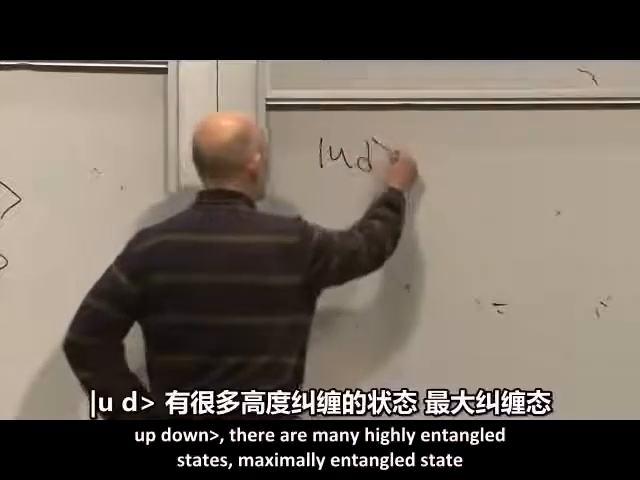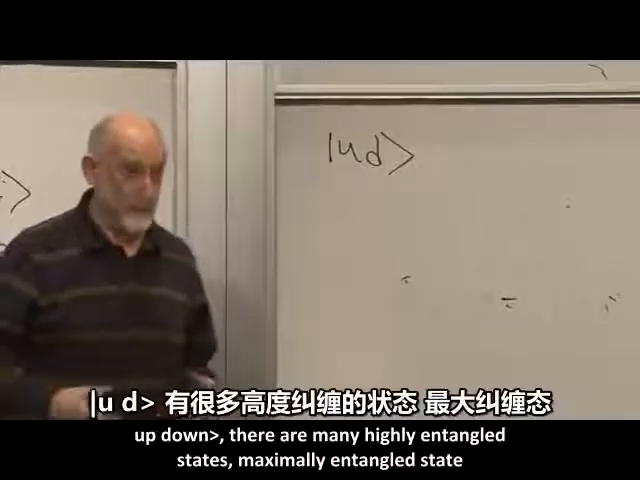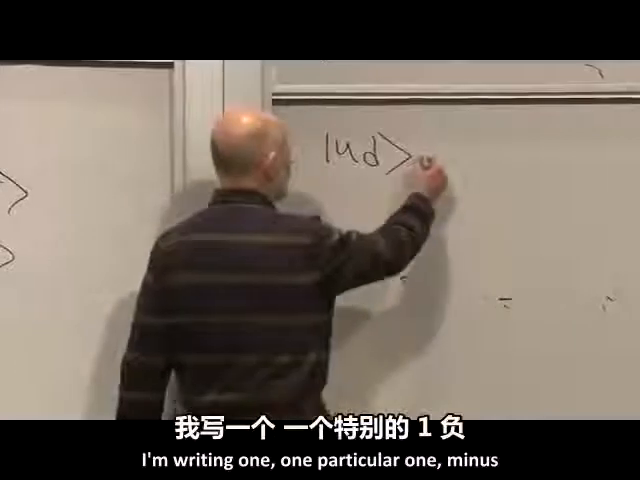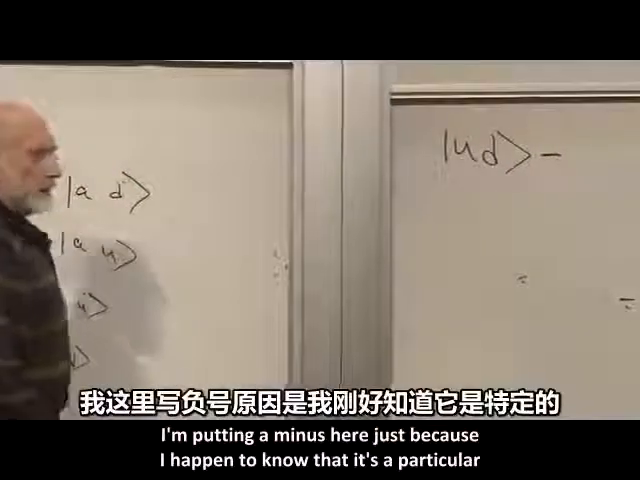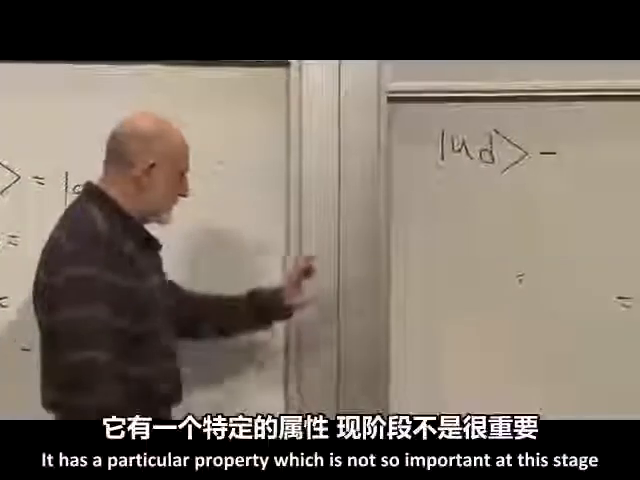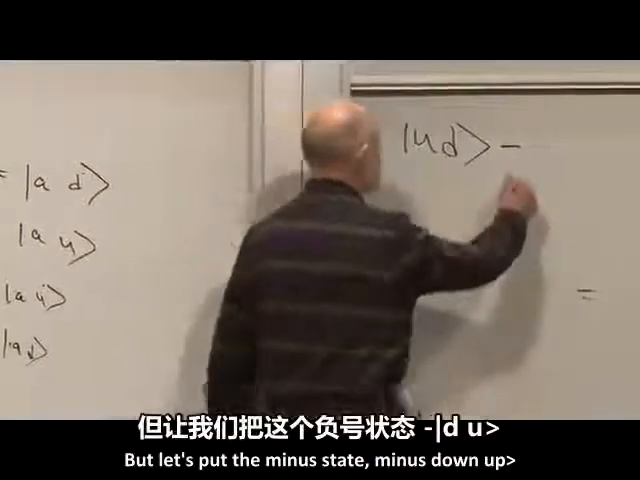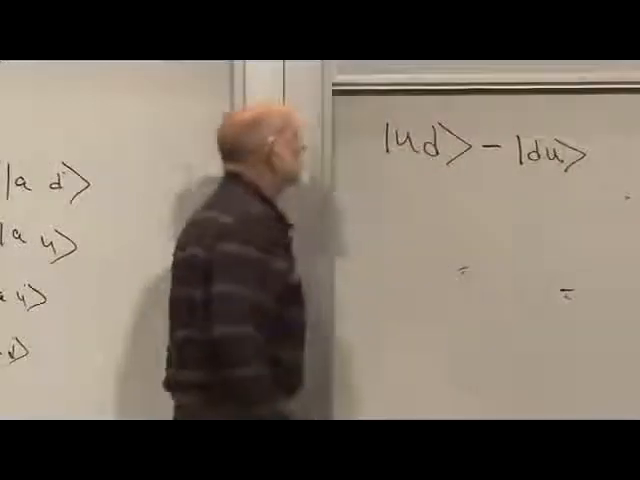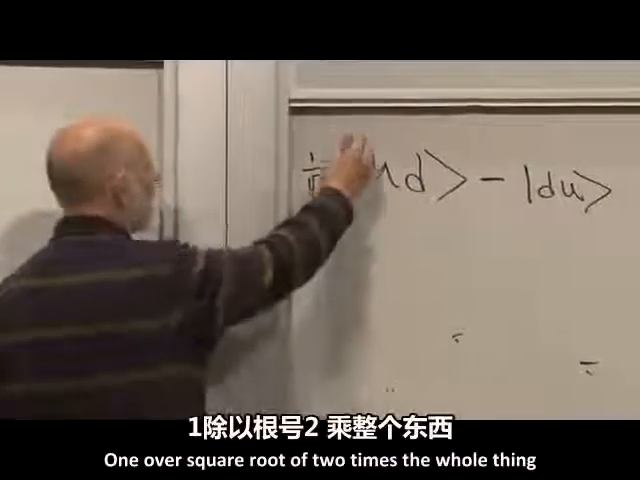Up, down. There are many highly entangled, maximally entangled states. I'm writing one particular one. Minus, and I'm putting the minus here just because I happen to know that it has a particular property, which is not so important at this stage, but let's put the minus there. Minus down, up. 1 over square root of 2, of course, times the whole thing.